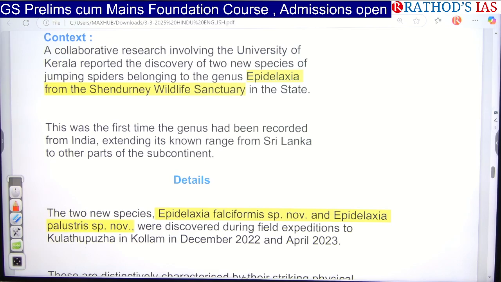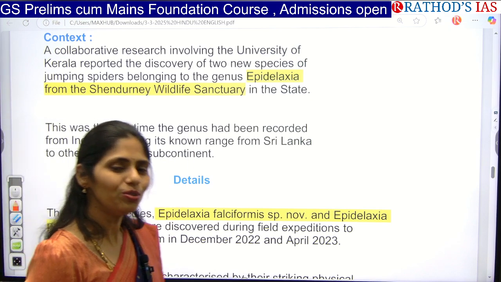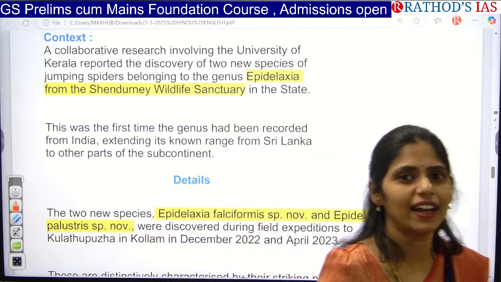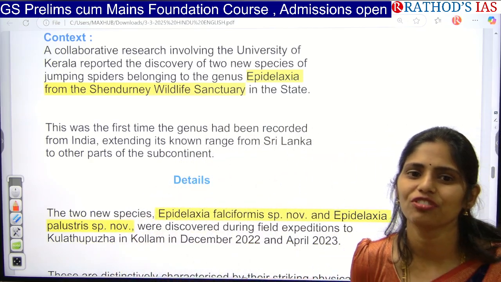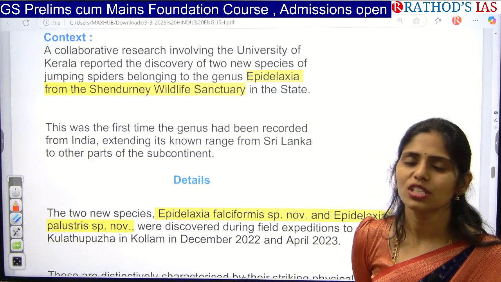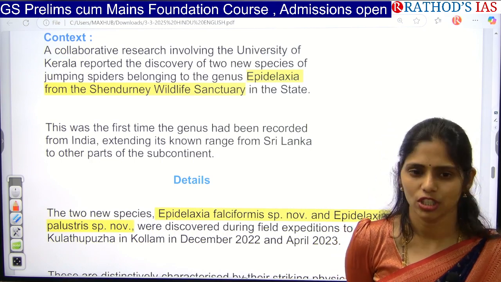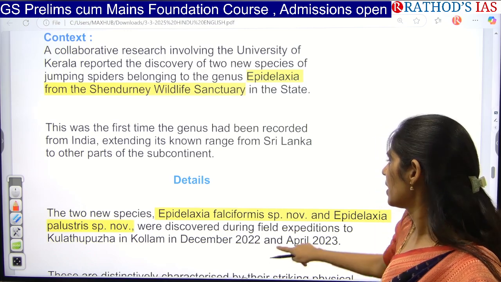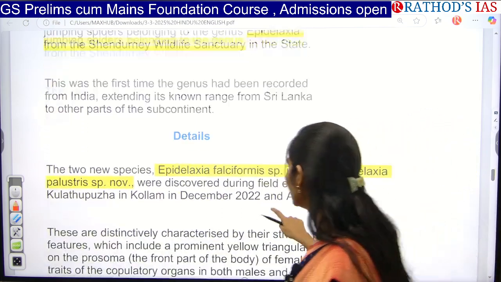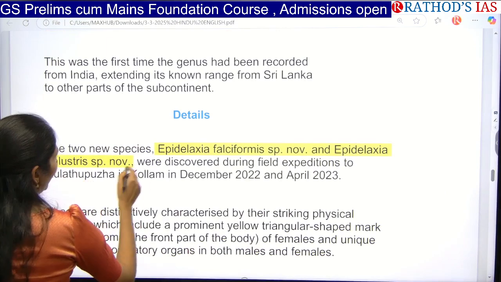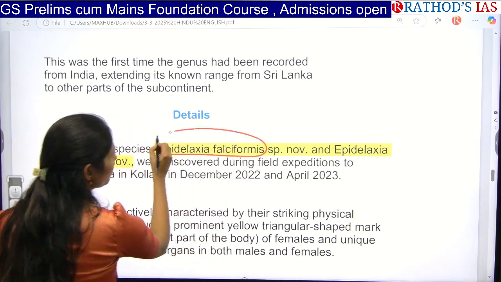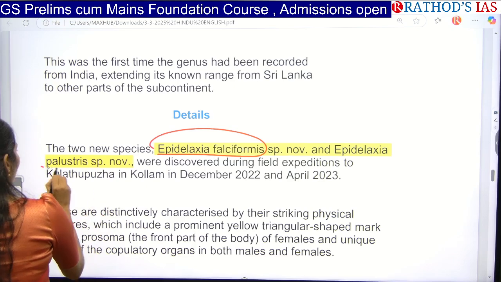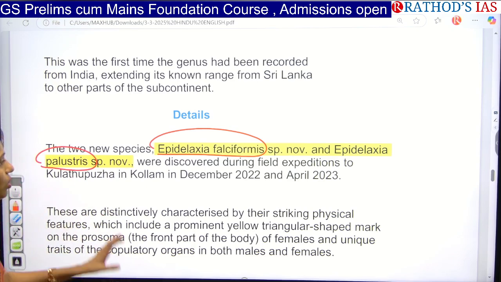So actually, normally this spider is seen in Sri Lanka and other parts of the subcontinent. Now it is seen in Kerala. That means there is a migration of this species happening. Okay, it is mainly because of climate change. So you have to see that. And which are those two species? That is Epidalexia falciformis and Epidalexia palustris. They are the two species that had been found in Kerala.